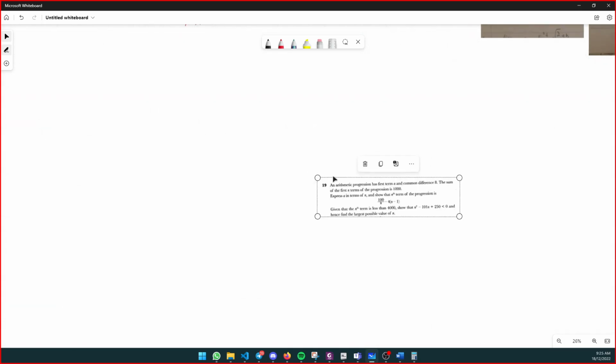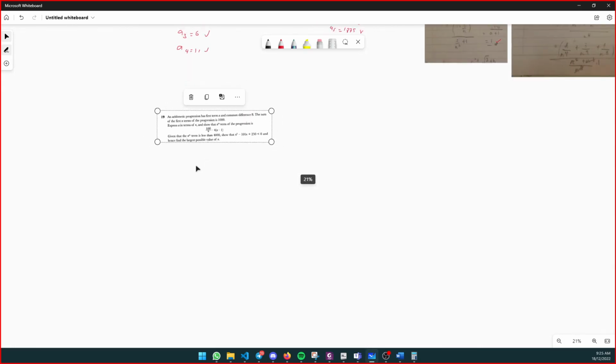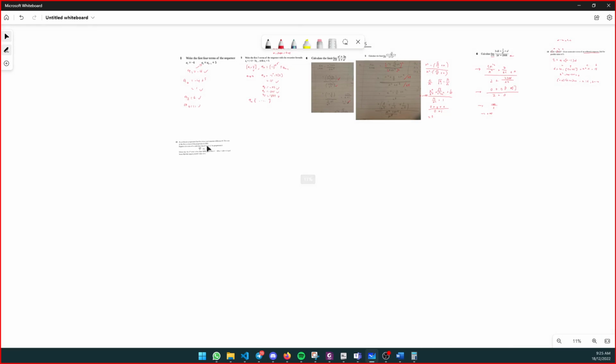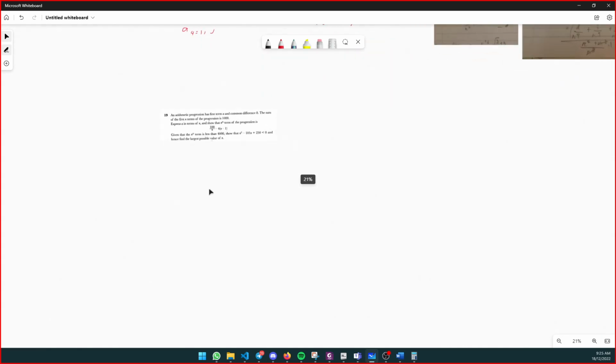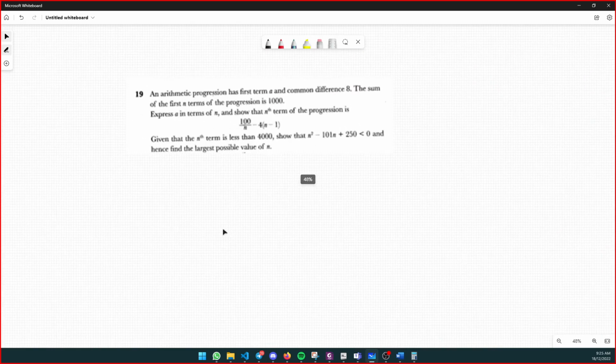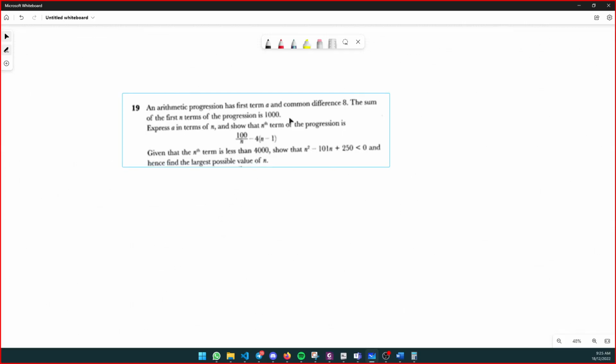It has a lot of words. But that doesn't mean anything. Okay, let's try question 19. An arithmetic progression has the first term a and common difference 8. Always dissect the question. a is a, d equals 8. The sum of the first n terms of the progression is 1000.